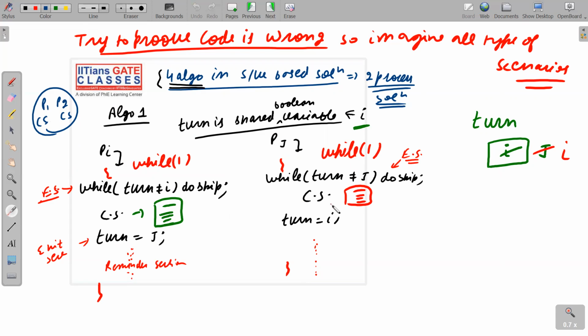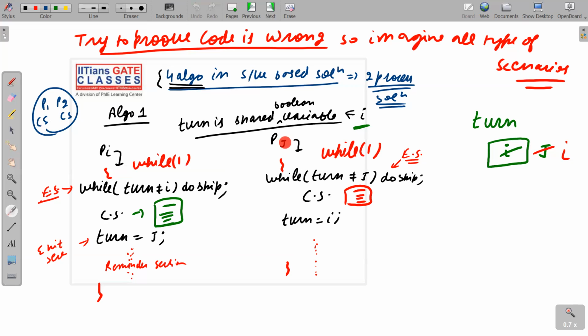Pj is not willing to enter the CS, but still the turn is j. So directly or indirectly, Pi is saying that you should enter the CS. And what if Pj does not want to enter the CS? Obviously that will create a problem for us. So here progress is not satisfied.